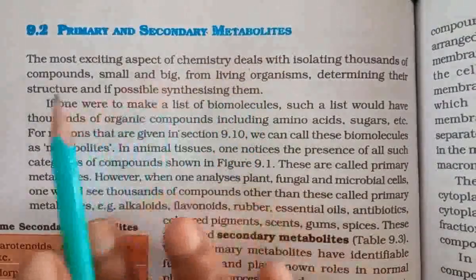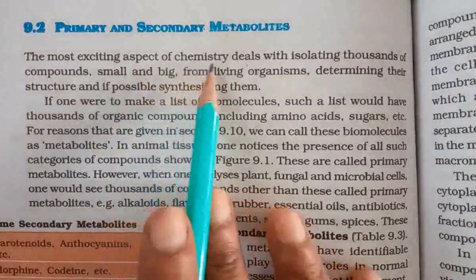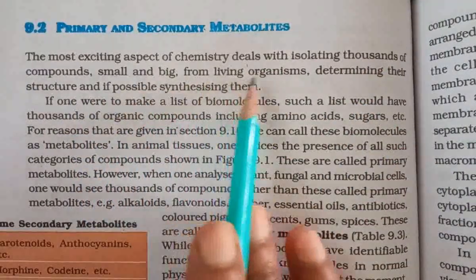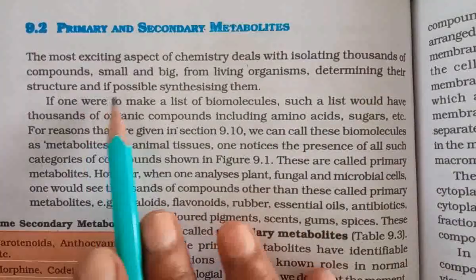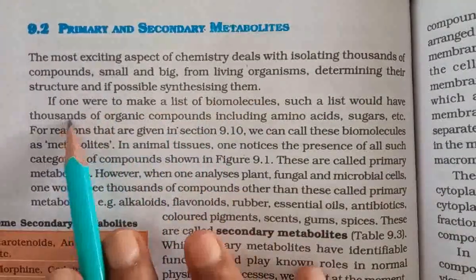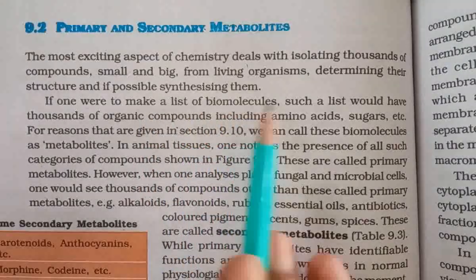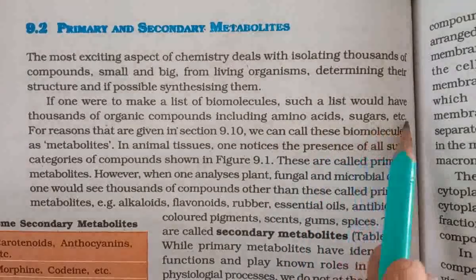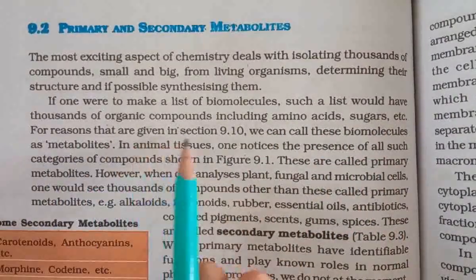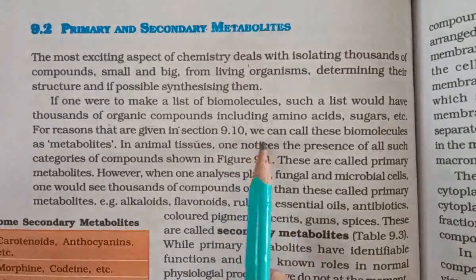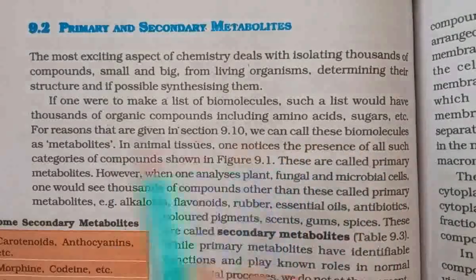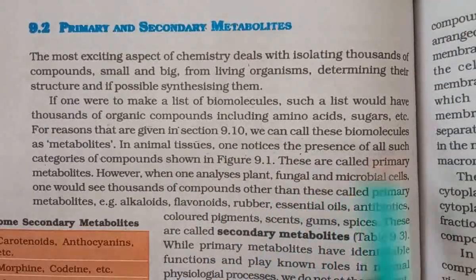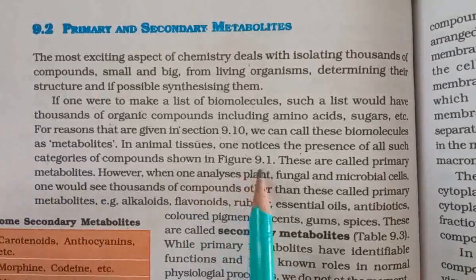Primary and secondary metabolites. The most exciting aspect of chemistry deals with isolating thousands of compounds, small and big, from living organisms, determining their structure and, if possible, synthesizing them. If one were to make a list of the biomolecules, such a list would have thousands of organic compounds, including amino acids, sugars, etc., for reasons that are given in section 9.10. We can call these biomolecules metabolites. In animal tissues, one notices the presence of all such categories of compounds shown in figure 9.1.